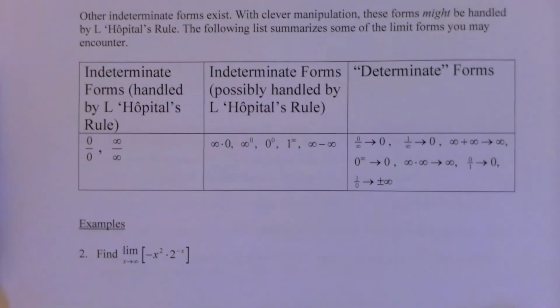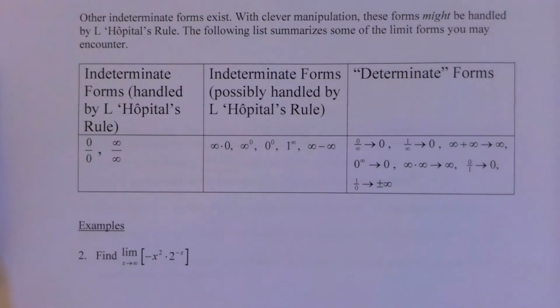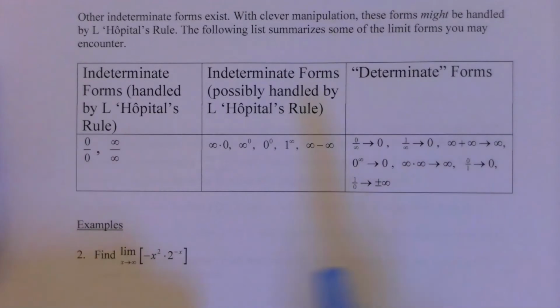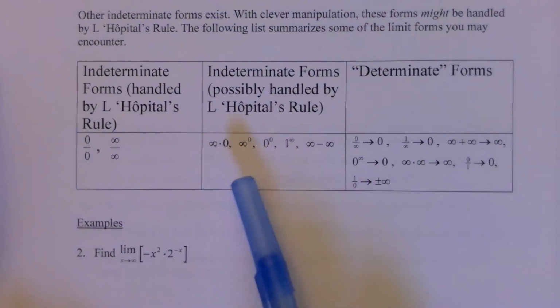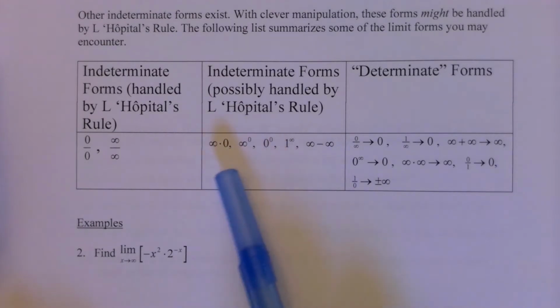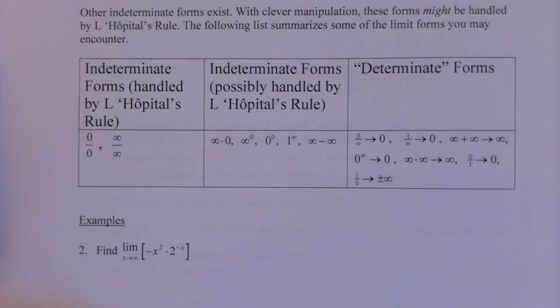Now let's take a look at this chart, which summarizes, I think, all the indeterminate and determinate forms I've ever seen. Here are two that are handled by L'Hopital. Here are a bunch that are not immediately handled by L'Hopital, but they might be. You might be able to take a problem where you see one of these indeterminate forms, and you might be able to manipulate the expression into a L'Hopital problem. That's coming up next when we do problem 2.